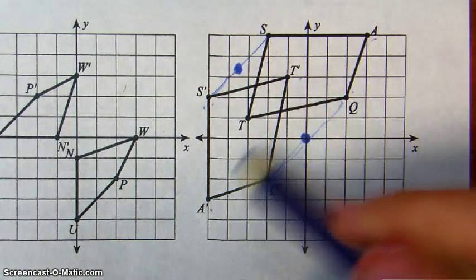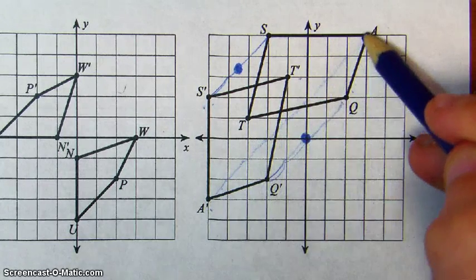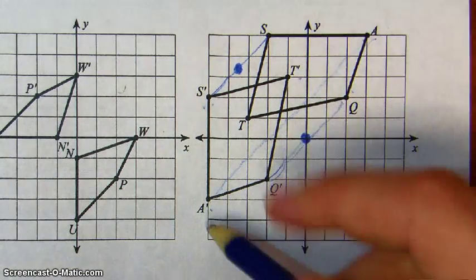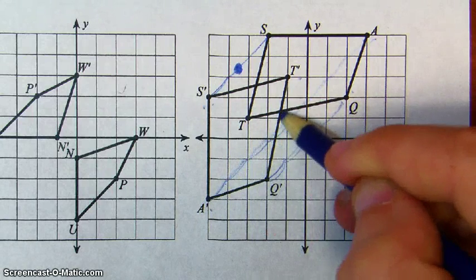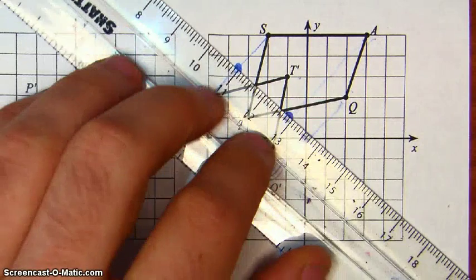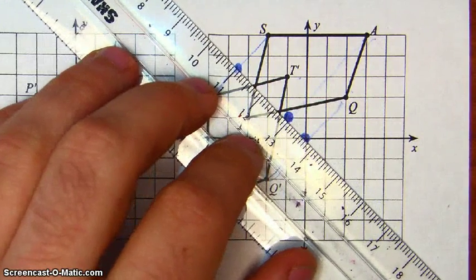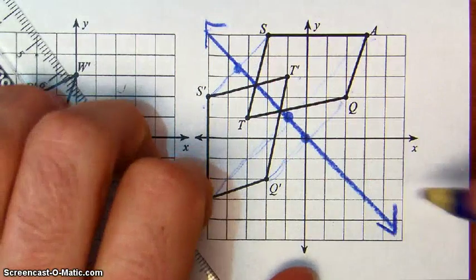Let's do A. 1, 2, 3, 4, 5, 6, 7, 8 units between A and A prime. So let's go 4 diagonal units. 1, 2, 3, 4. There's the midpoint. And again, they're all lining up. All my midpoints are lining up on the same line right here. I'll draw that bisector. And now I've got my line of reflection.